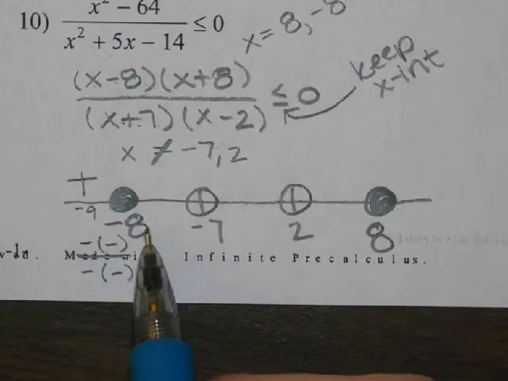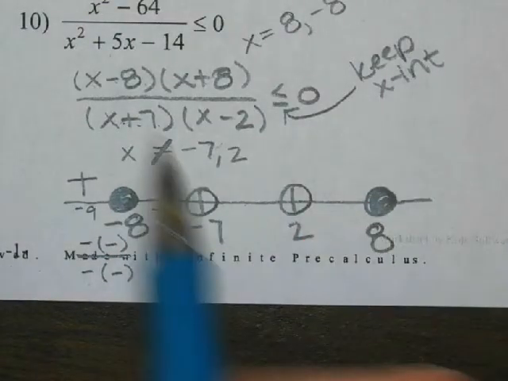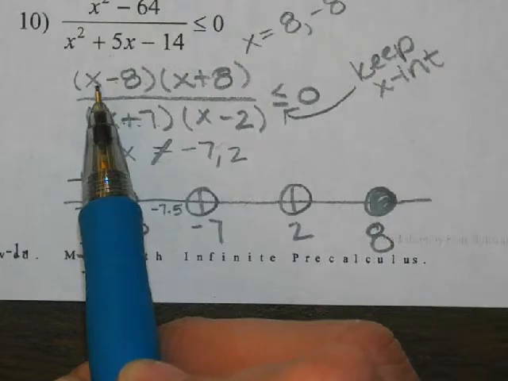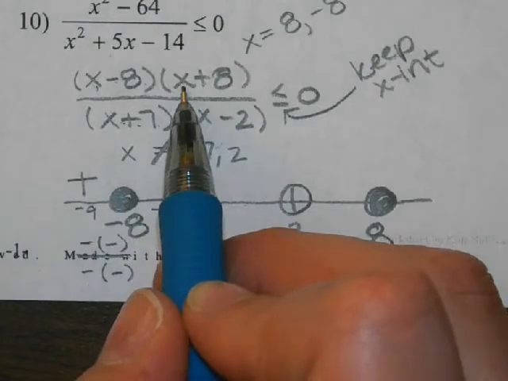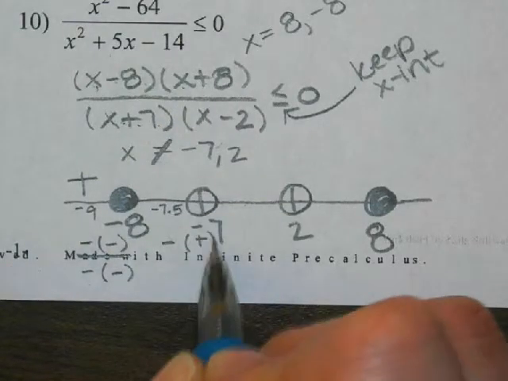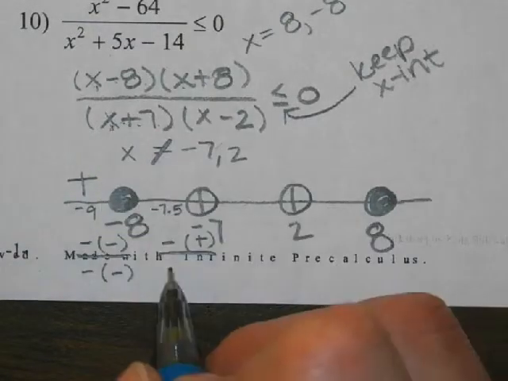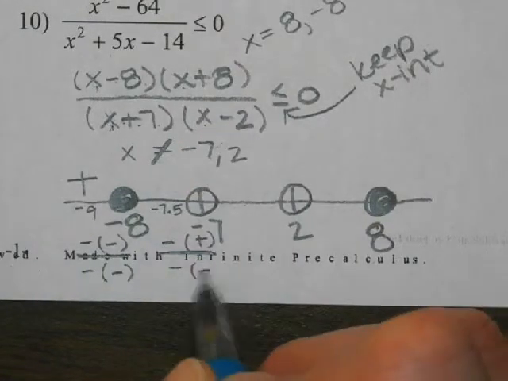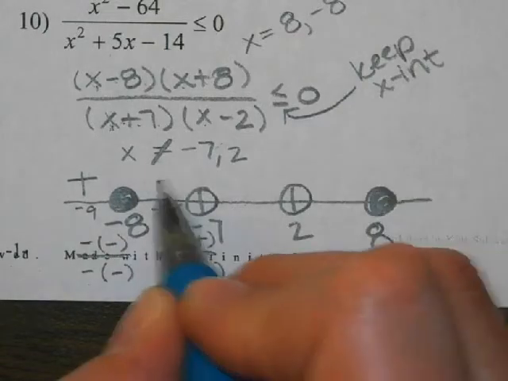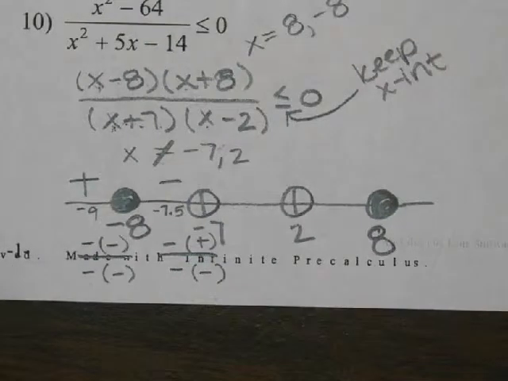What's a number between negative 8 and negative 7? Negative 7.5. Okay, so negative 7.5 minus 8 is a negative. Negative 7.5 plus 8. Negative 7.5 plus 7. And negative 7.5 minus 2. So that ends up being negative. They're probably going to alternate. They typically do. Between negative 7 and 2, what number can I plug in?